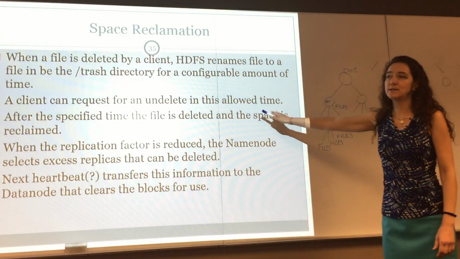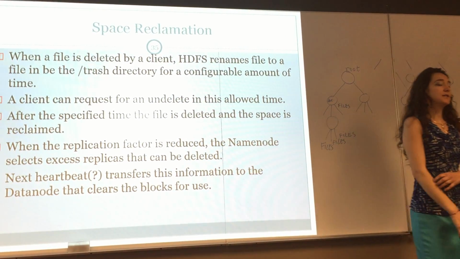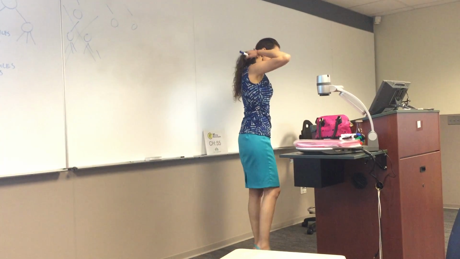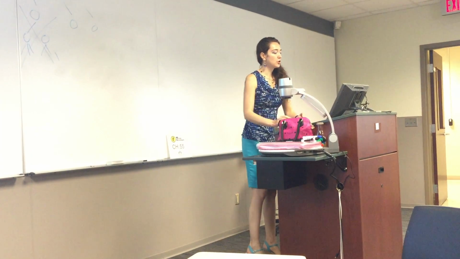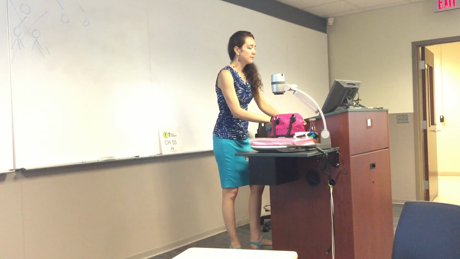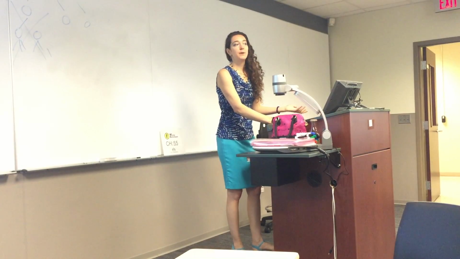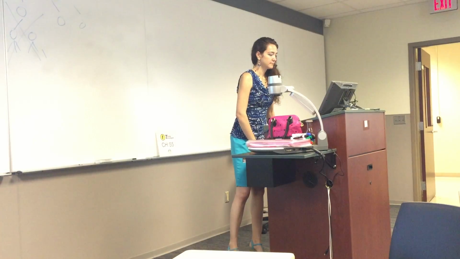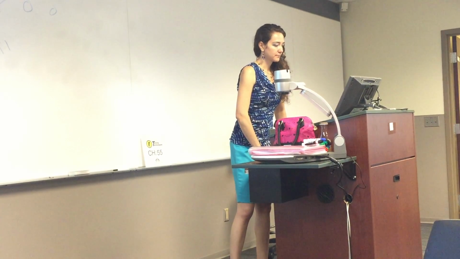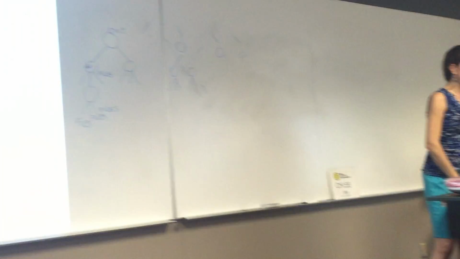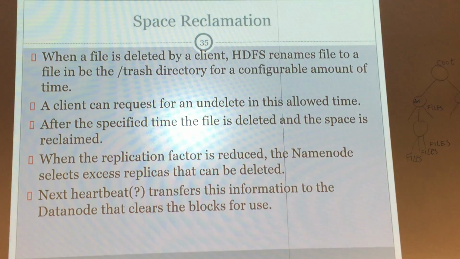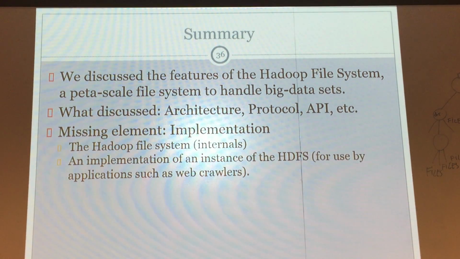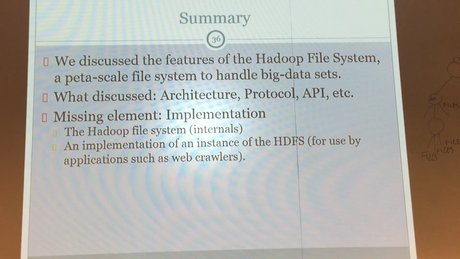If a file is deleted, it's not permanently deleted. It does keep a sort of recycle bin or trash bin, where the deleted files go for some time, and we can recover them if we deleted them by mistake. If we have too many copies of some block, then the name or master node can decide to get rid of some of them. So those will get deleted.